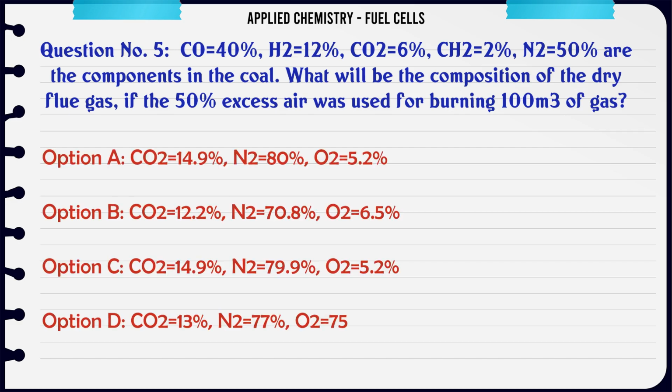CO 4, H2 12, CO2 6, CH4 22, N2 50 are the components in the coal. What will be the composition of the dry flue gas if 50% excess air was used for burning 100 m³ of gas?